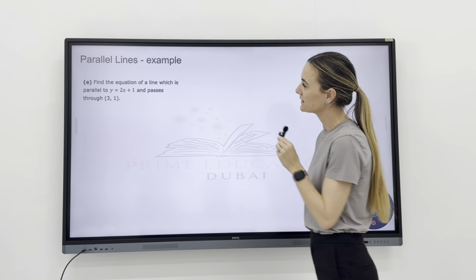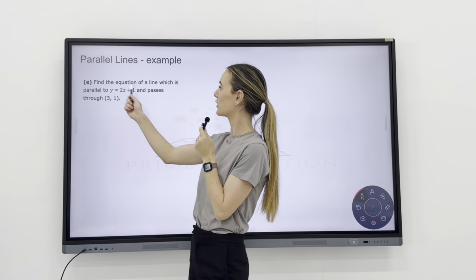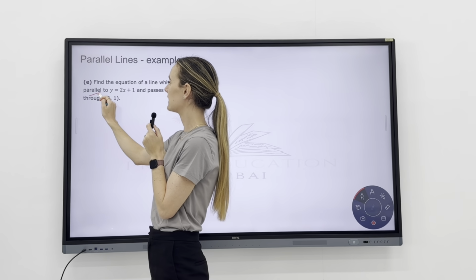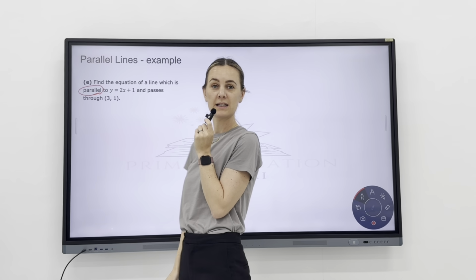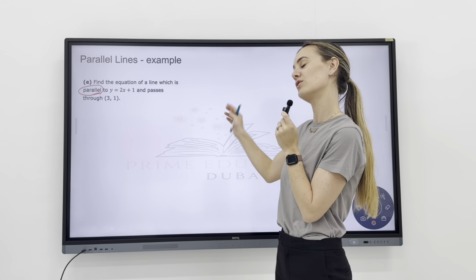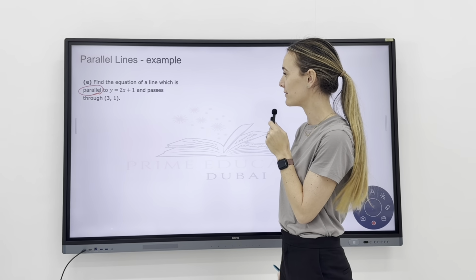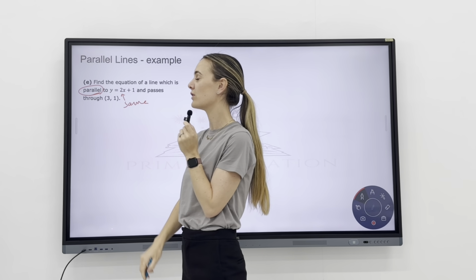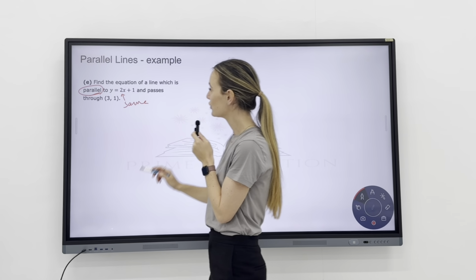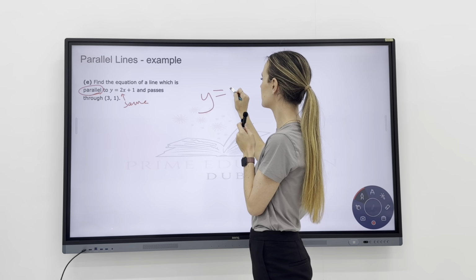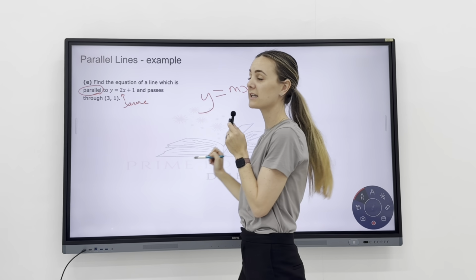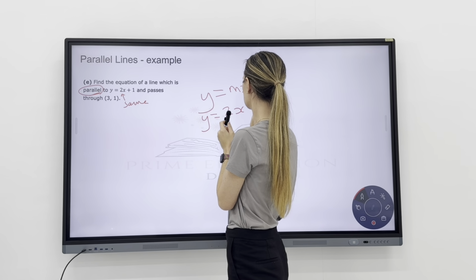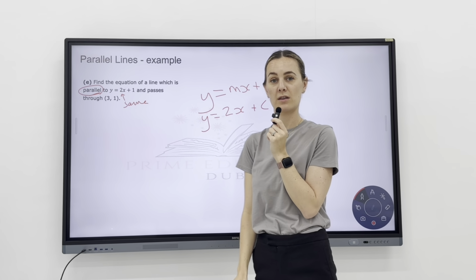Right, this video is going to be about finding the equation of a line that is parallel to another line. So this word parallel is important. What does parallel mean? It means when two lines, when they're drawn, are the same distance apart, they would never meet. What does it mean in terms of the equation? It means you have the same gradient. So because the gradient is 2 in this one, you can write y equals mx plus c. So the m, which is 2, can be substituted into the equation.